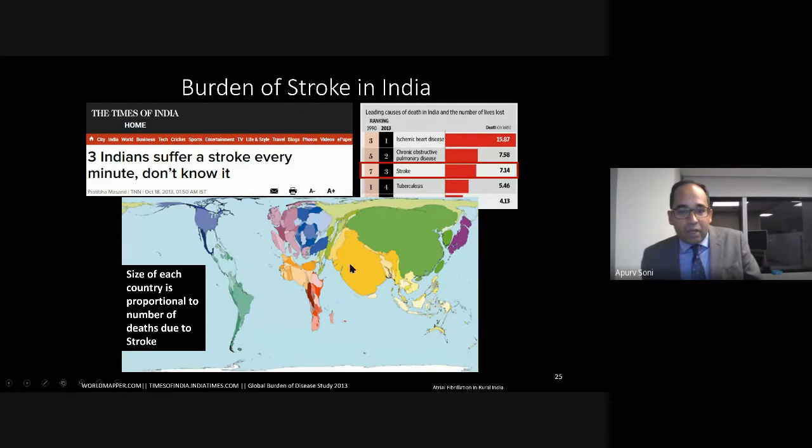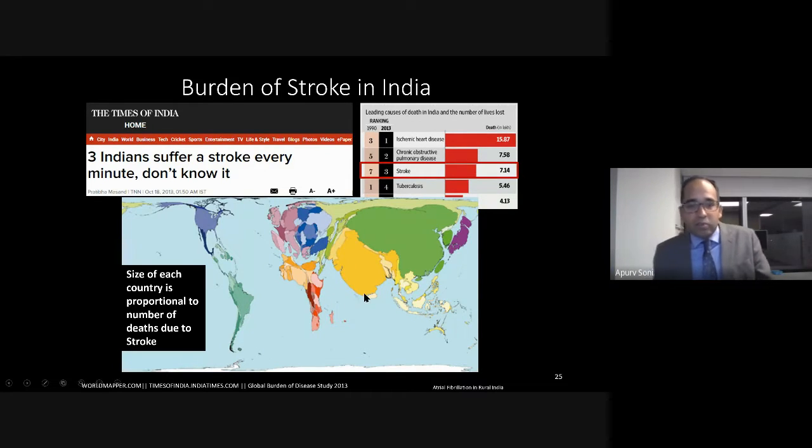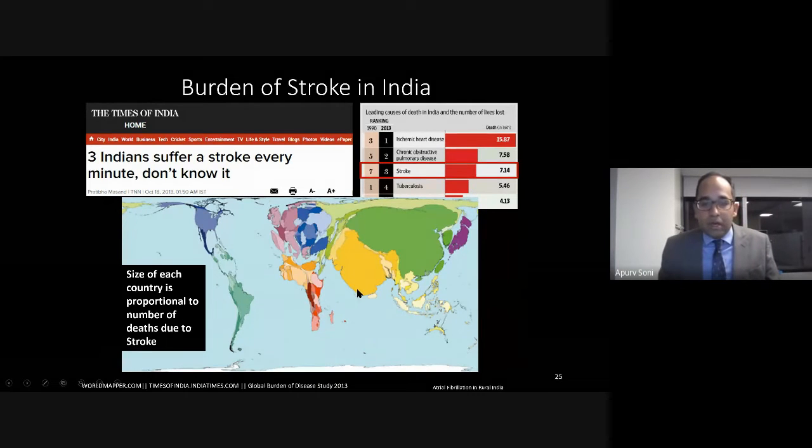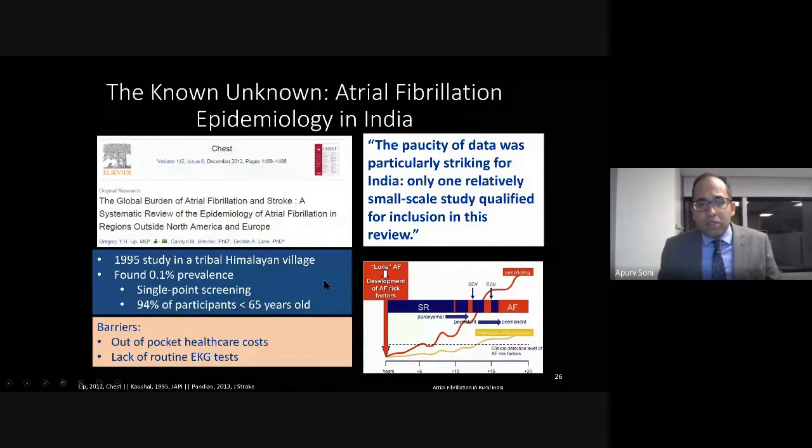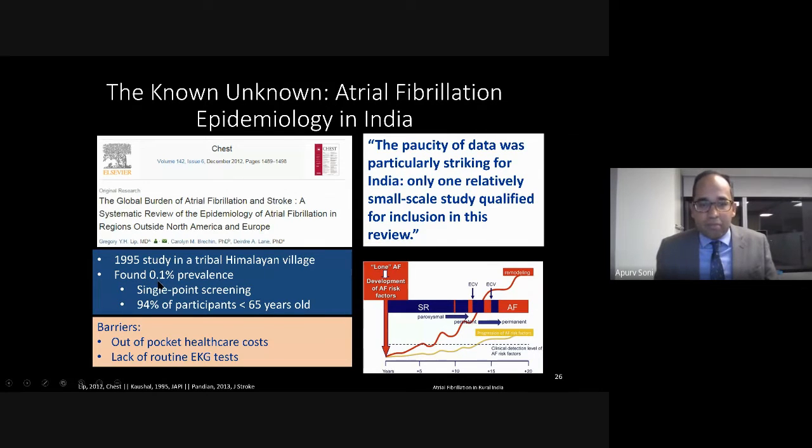What we also know is stroke is the third largest killer of adults in India. And again, using the same technology, if we distort the map of each country proportional to number of deaths due to stroke, it's clear that India has a disproportionately high number of strokes and deaths related to stroke. That said, the prevalence data for AFib in India is really sparse. Prior to our study, there was only one other study that looked at it in a community-based setting, and that was focused mostly on a younger population and only found 0.1% prevalence.